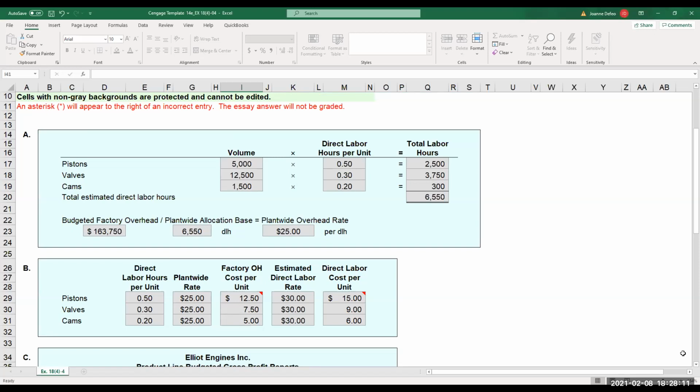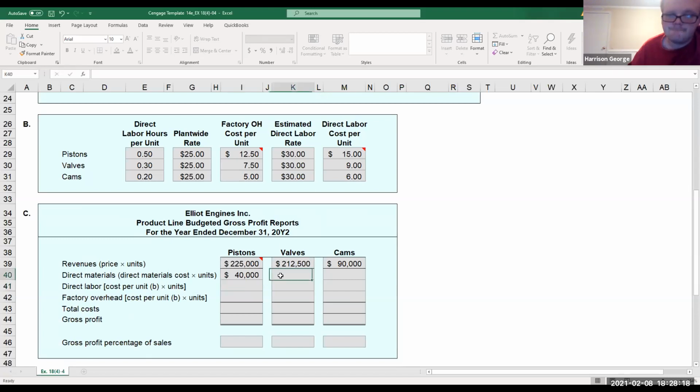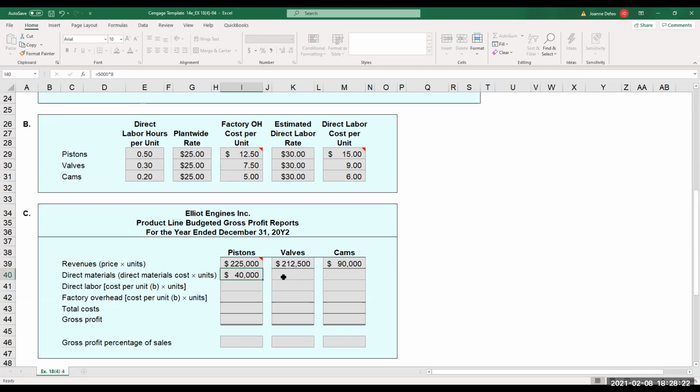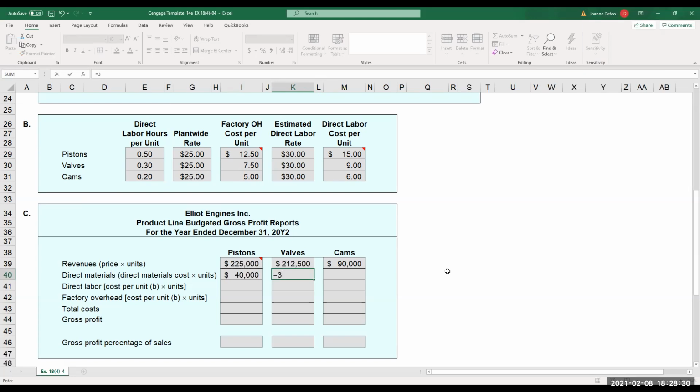5,000 times 8. Did they give us that in the chart, in the problem? They tell us the cost is $8? Yep. Okay. What's the cost for the valves? Three for direct materials. Is it $3? Yes. Okay, good. So this information we're putting in is given in the problem.